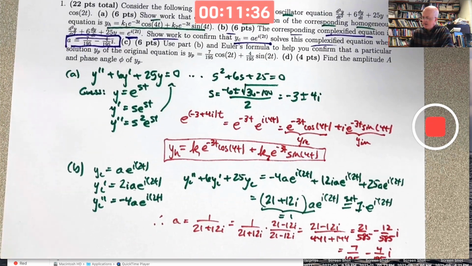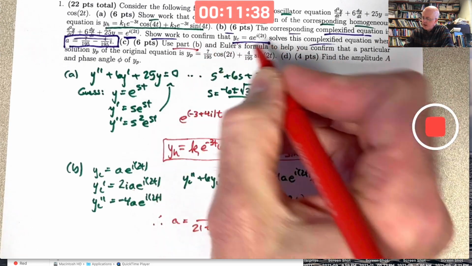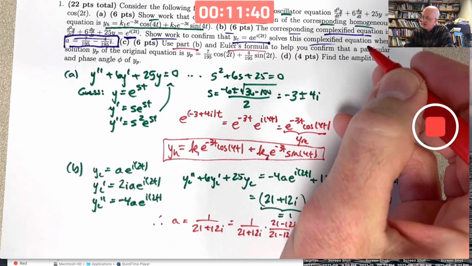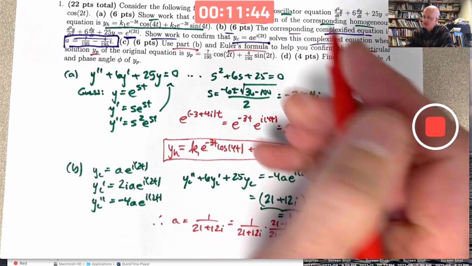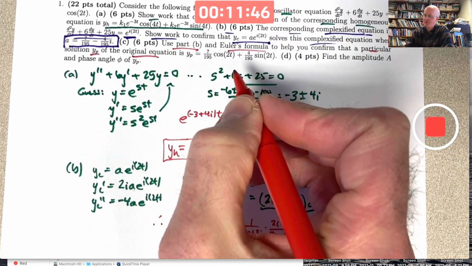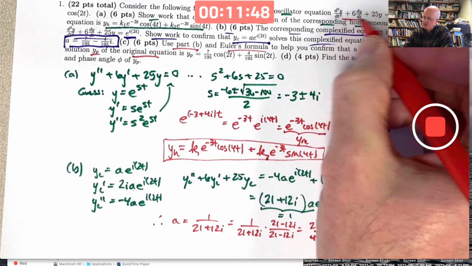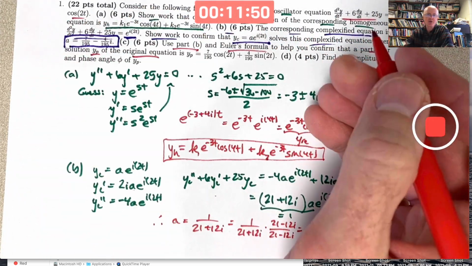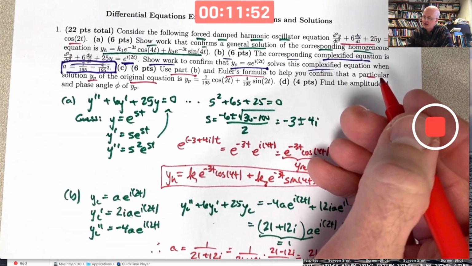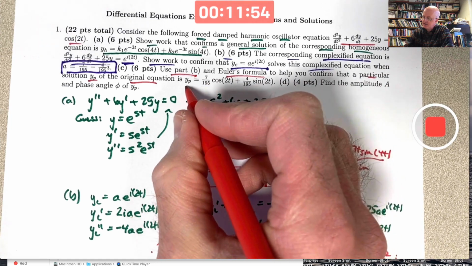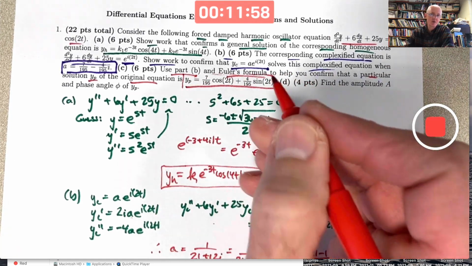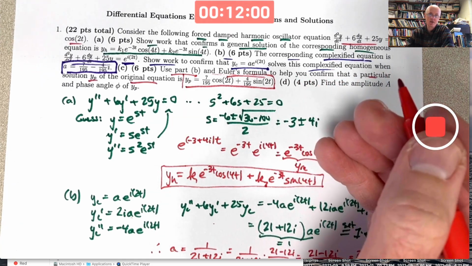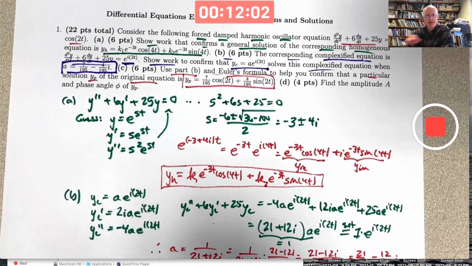On to part C. Use part B and Euler's formula again to help you confirm that a particular solution yp, p for particular, of the original, going back finally to the original equation way up at the top here, the original forced damped harmonic oscillator, is this function right there. This is this thing called the forced response or steady state solution. It's not an equilibrium solution. It's not a constant function.